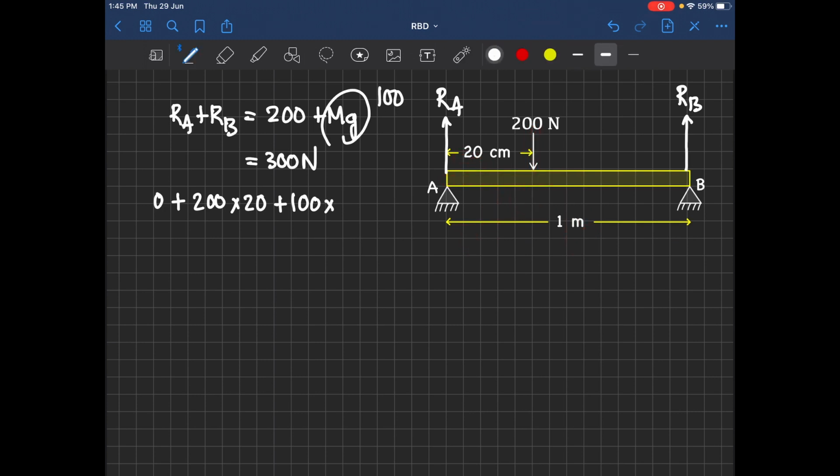So 100 into 50, because this force mg must act at the center of the rod. As the rod is 1 meter long, this distance must be 50 centimeter. That is why I have written 50 centimeter here. Now this is the total clockwise torque. Now RB is applying an anti-clockwise torque, so I will write that on the right side, that is RB into the distance of RB from our point A, which is 100. Now if we solve this, we get RB equals 90 Newton, and from equation 1 we know RA plus RB equals 300. So RA becomes 210 Newton.